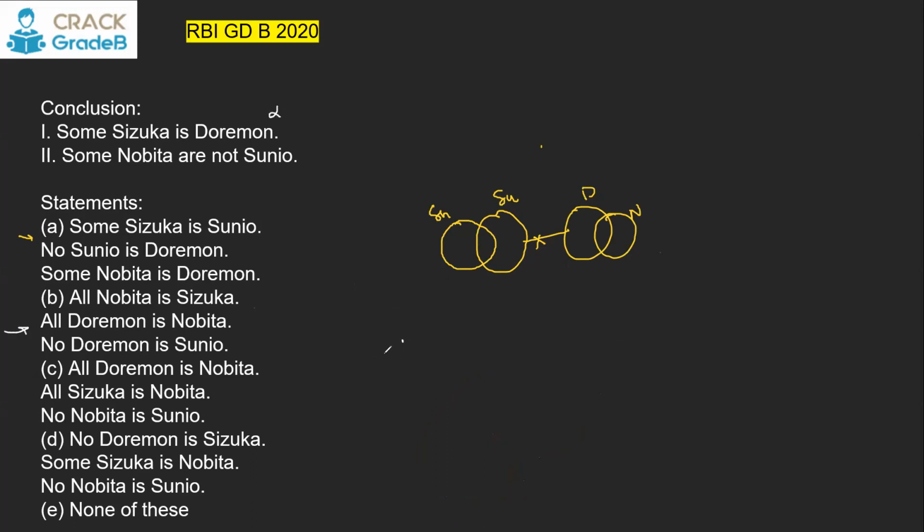Second option: all Nobita is Shizuka. All Doraemon is Nobita. No Doraemon is Suneo. First, some Shizuka is Doraemon. Yes, definitely. Some Nobita are not Suneo. So yes, these many Nobita will be there which cannot be Suneo. So both will be true for this option, option number B. Let's see one more.